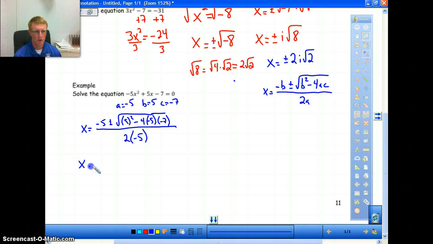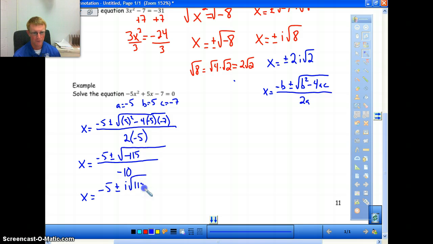Next line, all I'm going to do is go through and simplify this. Negative 5 plus or minus the square root of, and I'm going to skip a step here. This is negative 115 inside there, and then we have negative 10 on the bottom. So continuing on to simplify this, we have x equals negative 5 plus or minus i root 115. Notice I brought the negative out to become i, over negative 10.